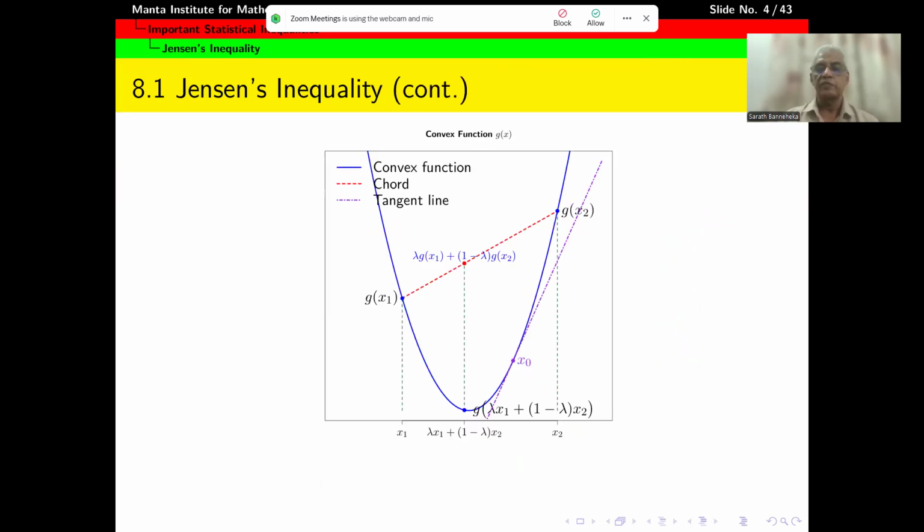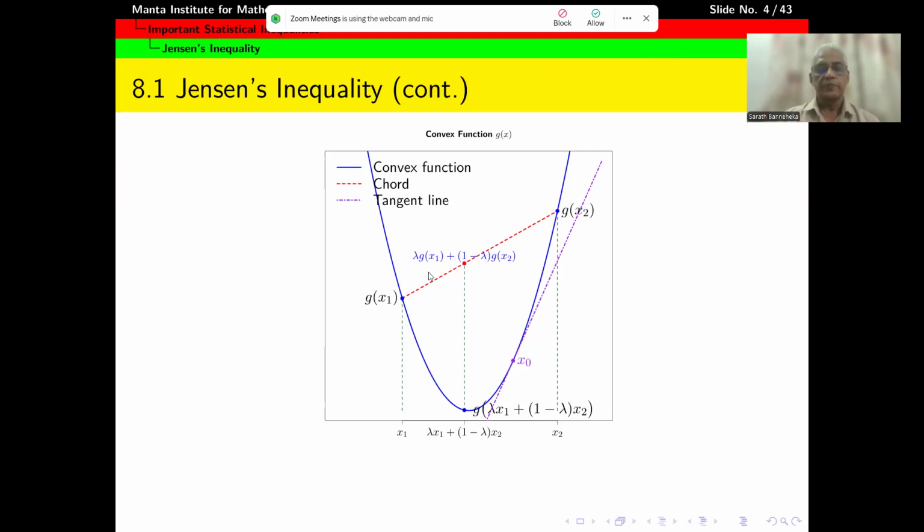This is the same graph, a little bit bigger. So x1 is here, x2 is here. You are considering any 2 points in the interval I that you are considering, right? So this is somewhere in the middle, anywhere in the middle. The point will be given by lambda x1 plus 1 minus lambda x2, right? When lambda changes between 0 and 1, this point will change from x1 to x2.